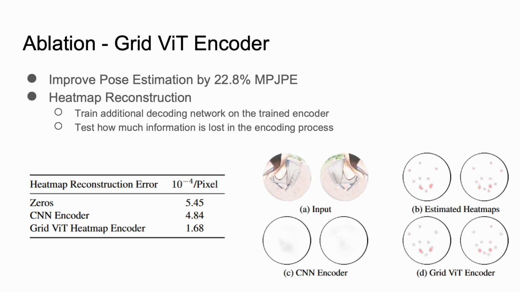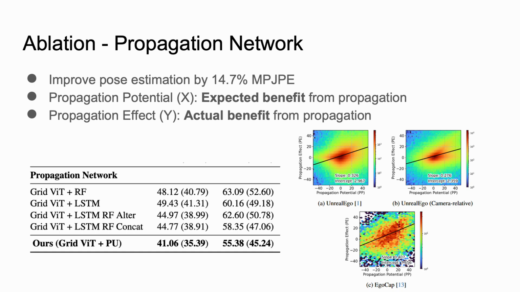Experiments demonstrated that the grid vision transformer encoder improves the pose estimation result by 22.8%. Output feature better preserves the heatmap information, reducing heatmap reconstruction error from features by more than 6 times. The propagation network improves pose estimation by 14.7%.